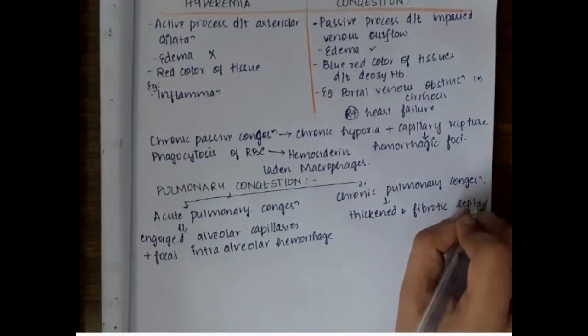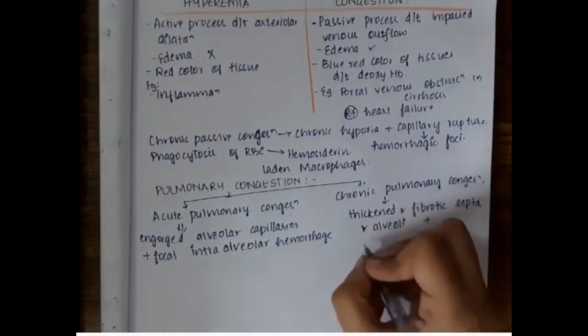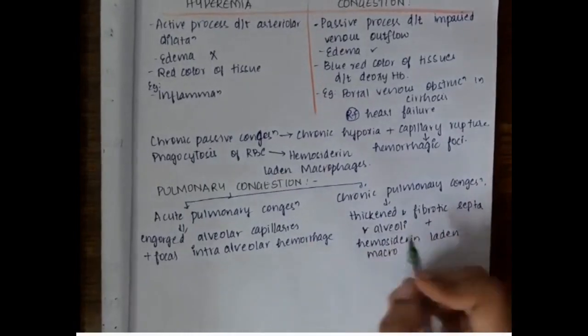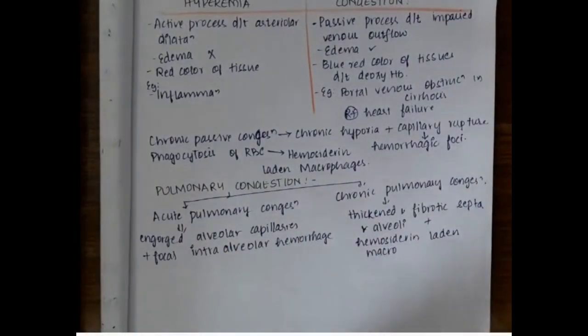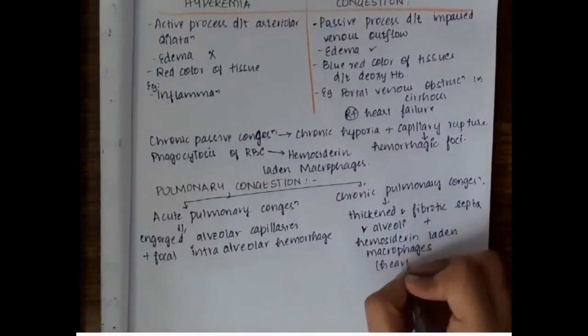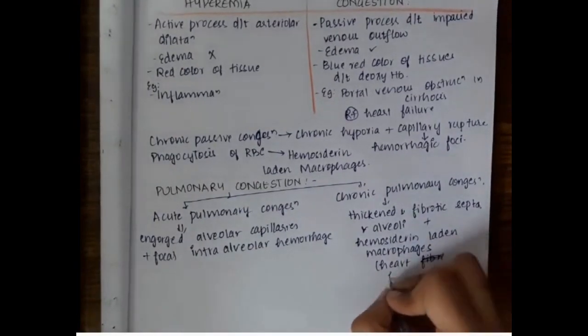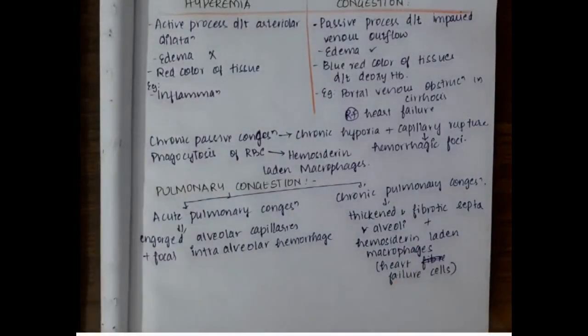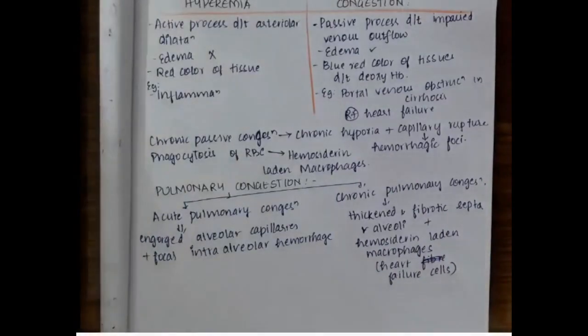In chronic pulmonary congestion, you will see thickened and fibrotic septa, and alveoli with hemosiderin laden macrophages are seen. These hemosiderin laden macrophages are also called heart failure cells. Then this is pulmonary congestion.